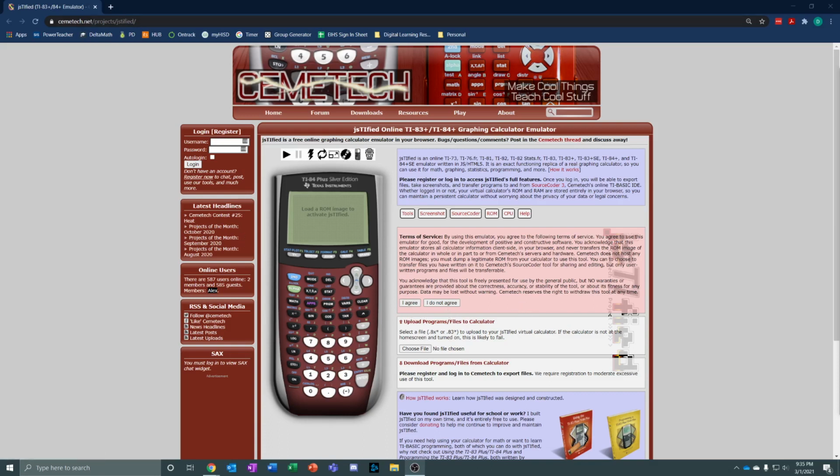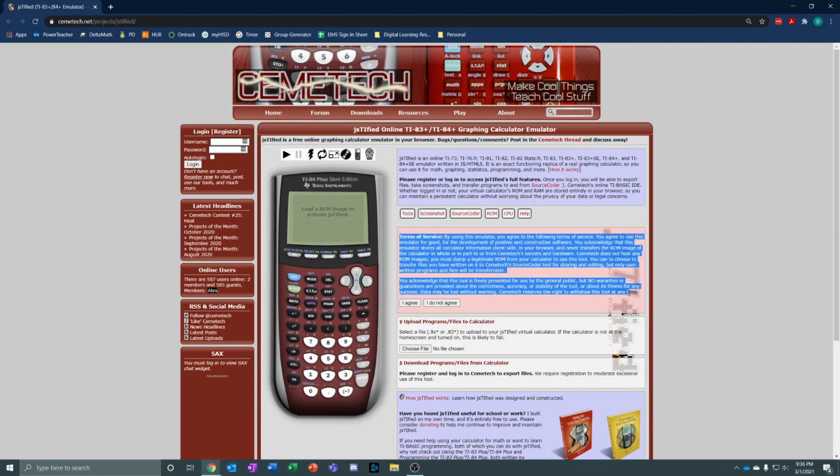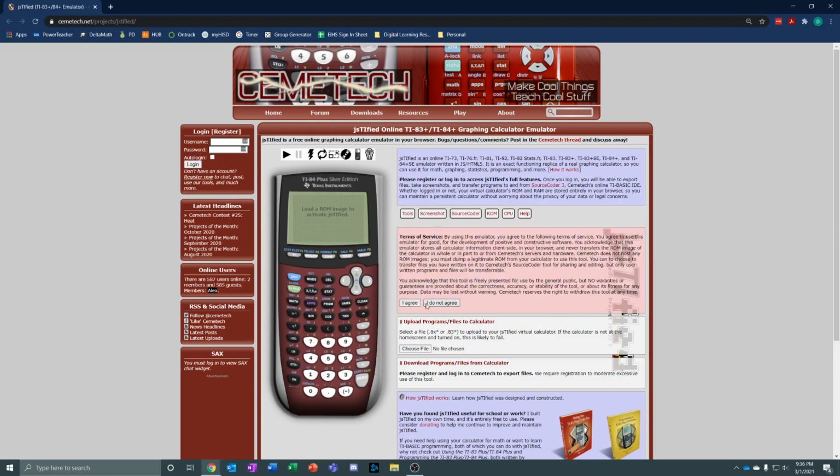Once you come to this website, I have no idea what you would call it, it is a website that runs an emulator of a TI84. It's basically a Wabbit emulator that they embedded online, and so it allows us to run TI84 emulators here on the internet. So how does it work? When you first load it up, this is going to be the page that you come to. You're going to see this terms of service, this red banner that I'm highlighting right here. You'll see agree, I do not agree, you need to hit agree.